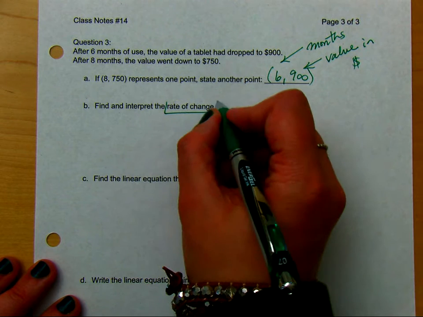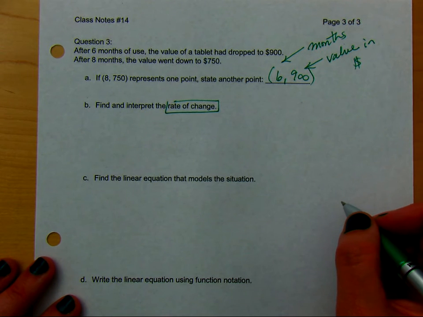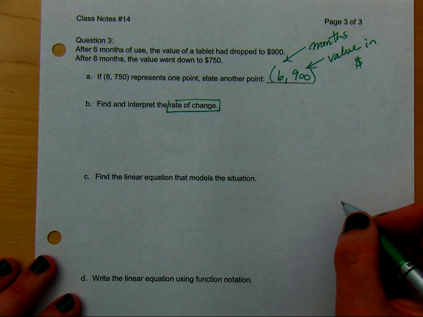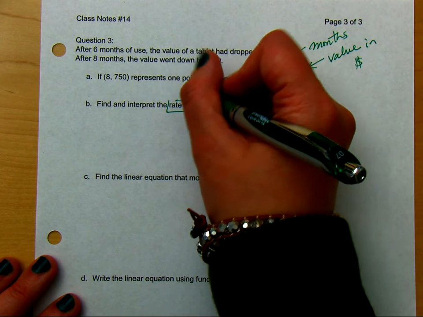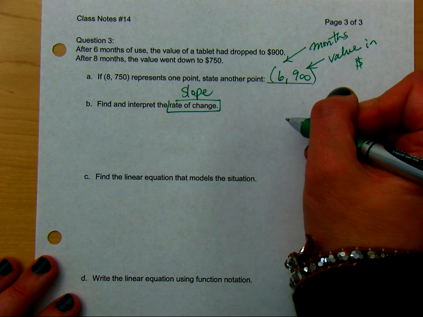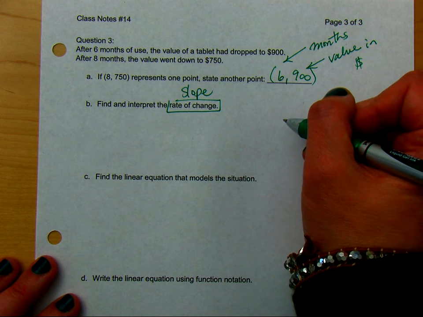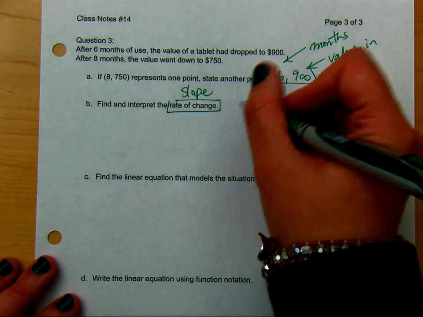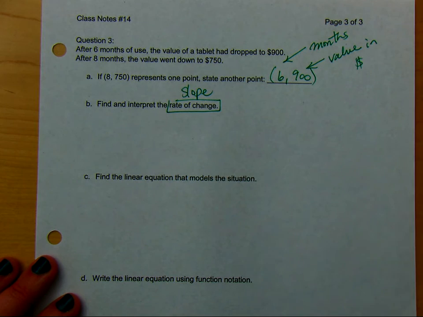When you hear this word rate of change, what is that code word for? Slope. Okay, slope is rate of change. All lines have a constant rate of change. That means that this tablet is depreciating the same amount every single month.